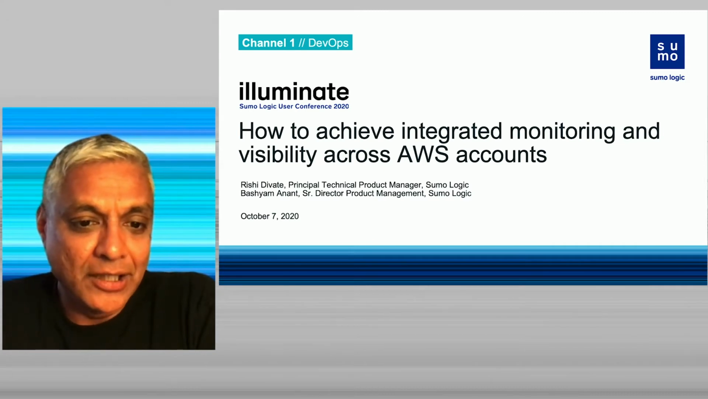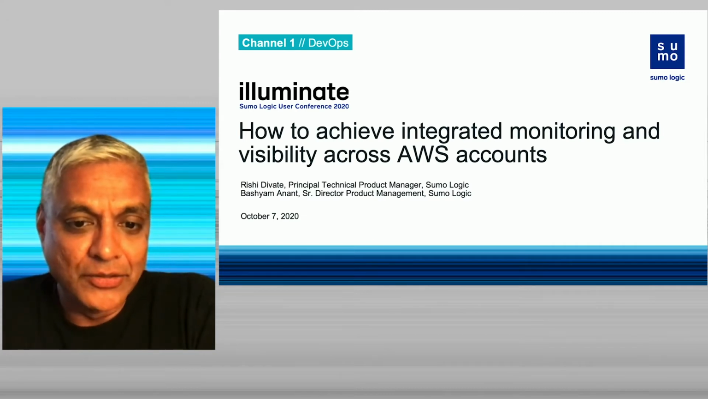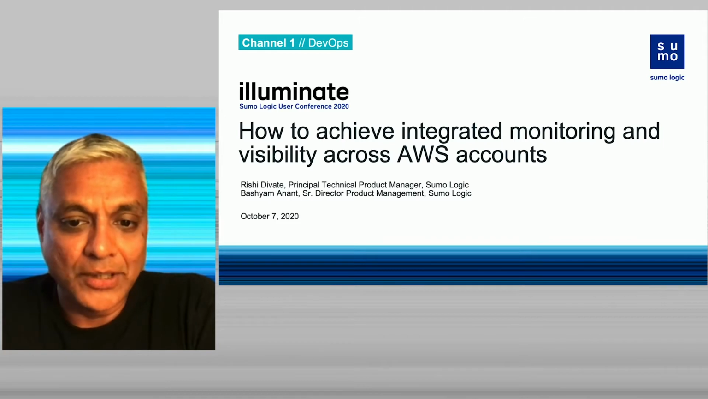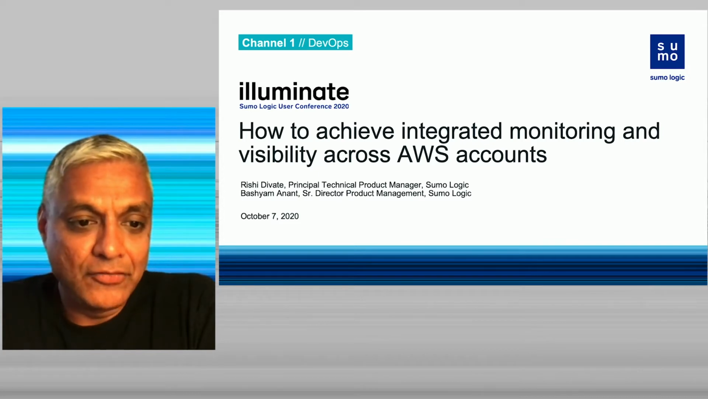In this session, you'll learn about AWS Observability, a new solution launched in August 2020, which helps infrastructure and DevOps teams unify visibility and monitoring for their apps and services running in a complex AWS landscape.